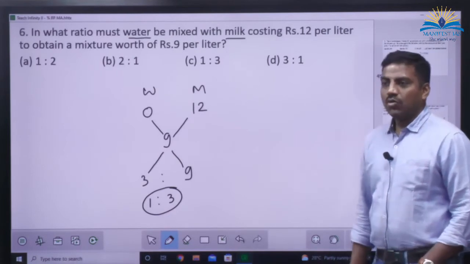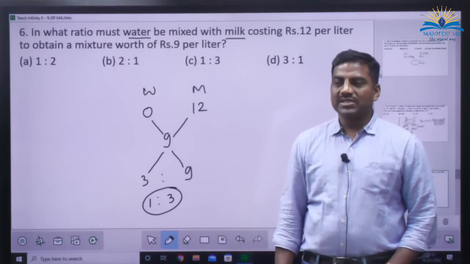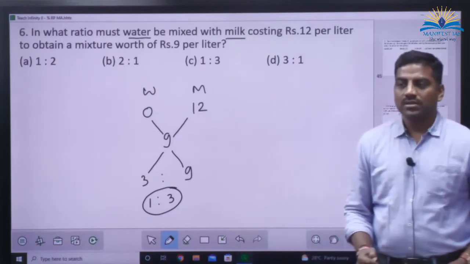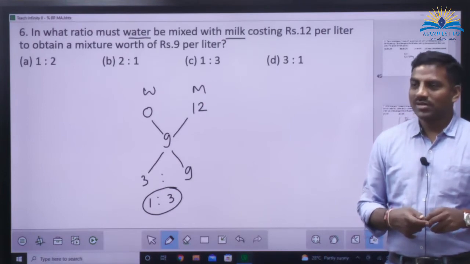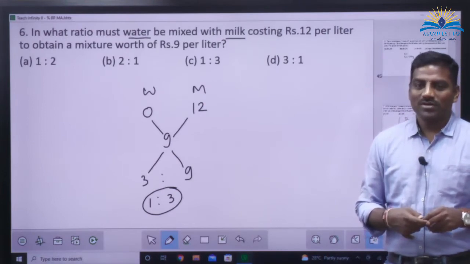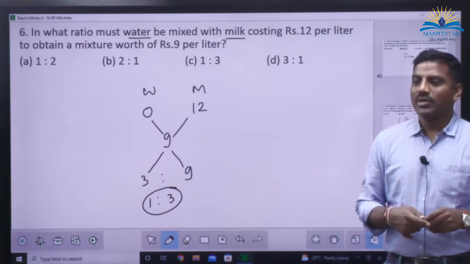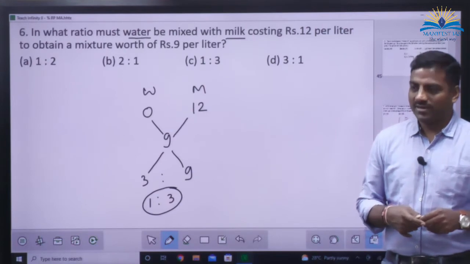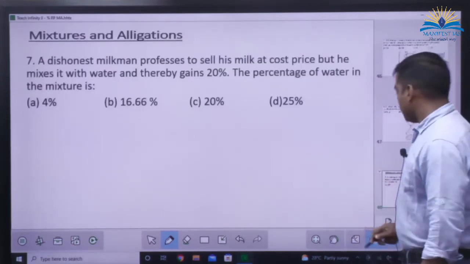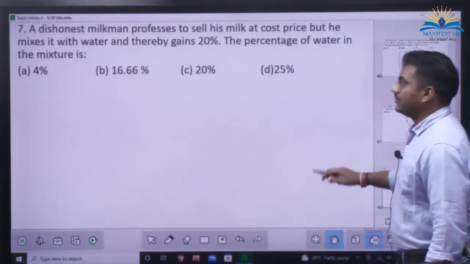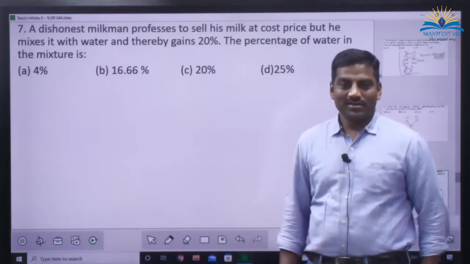What if I mix water and milk in 1:1 ratio? What will be the price of the mixture? Simple, no? 12 rupees milk, 0 water, 1:1. 1 liter of this, 1 liter of that. What will it be? 6 rupees a liter. Okay? Dishonest milkman. I would say simple milkman.